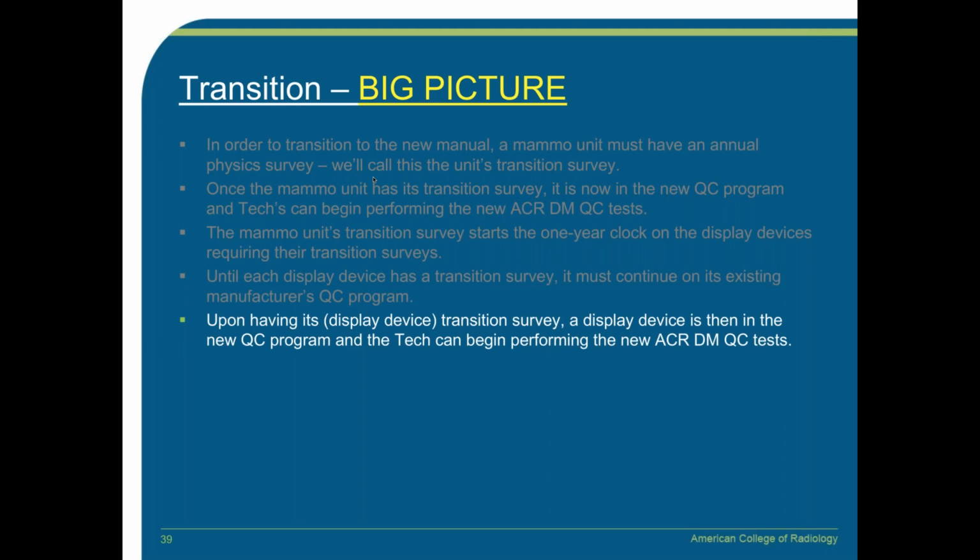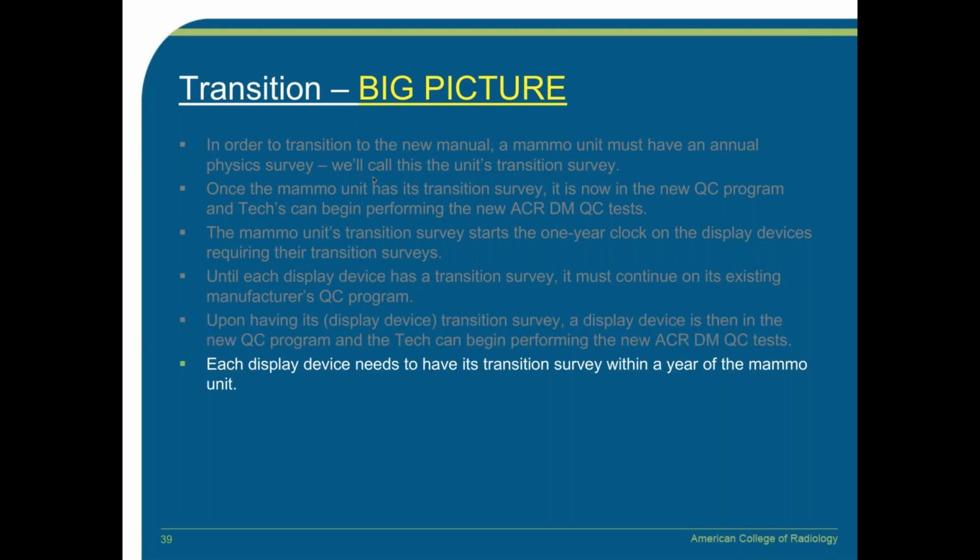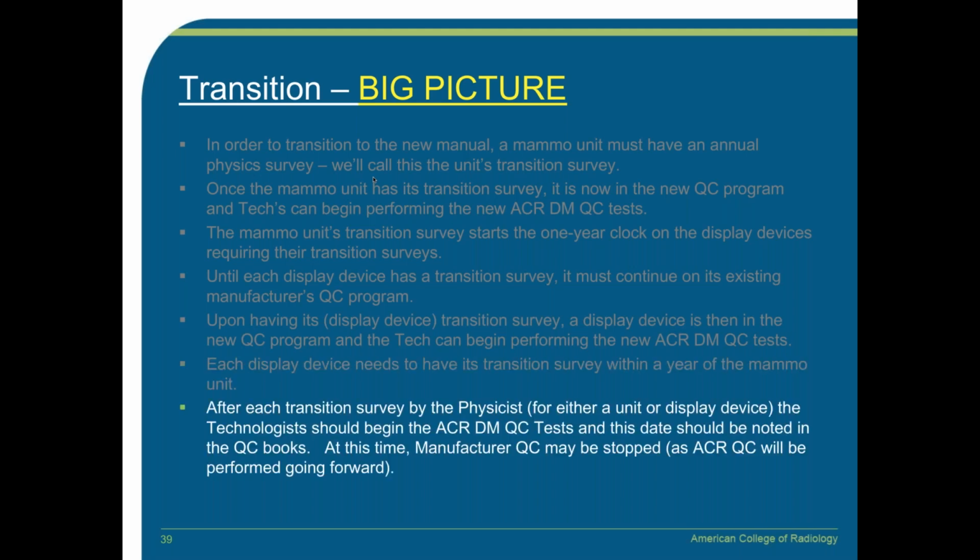And then upon having the display transition survey, the display device is then in the QC program, and the tech can begin doing the ACR program. So again, it's a one-two punch. Physicist tests, then the tech begins. Same thing for the unit, same thing for the workstation. Each display device needs to have a transition survey within one year of the mammo unit. And after each transition survey by the physicist, the technologist should begin their ACR tests, and this date should be noted in the QC book.